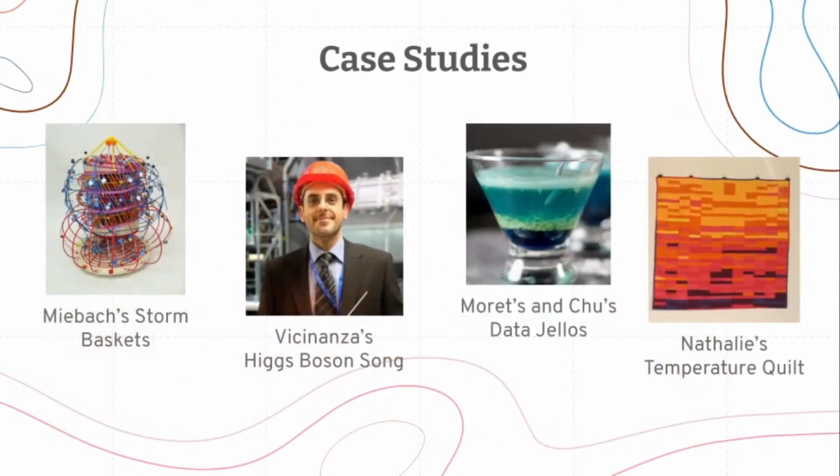Here are some examples of the case studies we saw in class. We discussed Bach's stone baskets, as well as Vicinance's Higgs boson song, Moere's choose data jellos, as well as my very own data quilt that I made using data from the Climatic Research Unit at the University of East Anglia. Since I knew how it was made, we used this opportunity to discuss an example of a process, giving participants ideas and inspiration as we prepare them for their capstone.